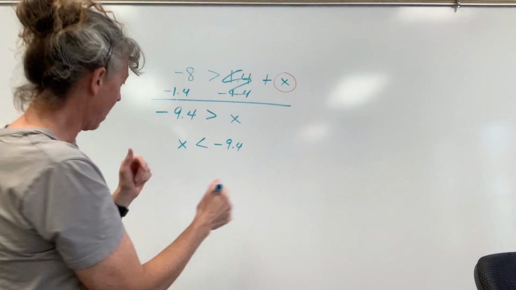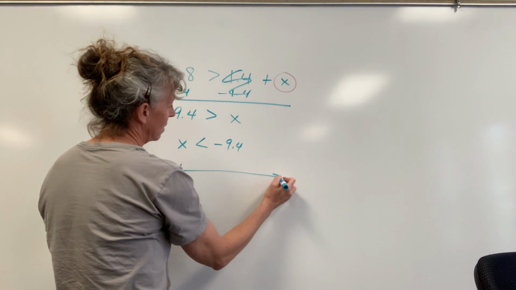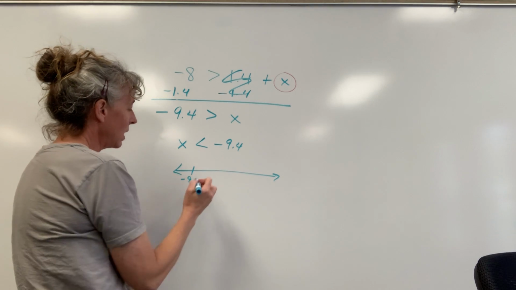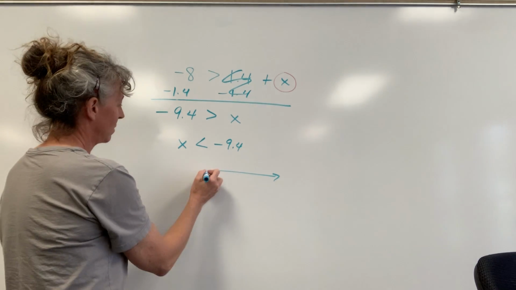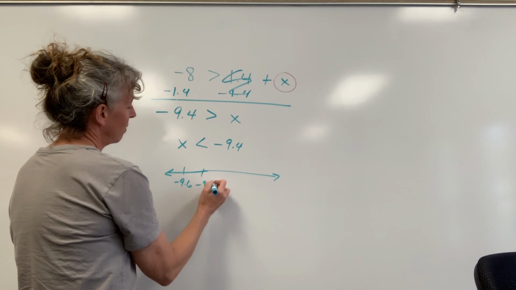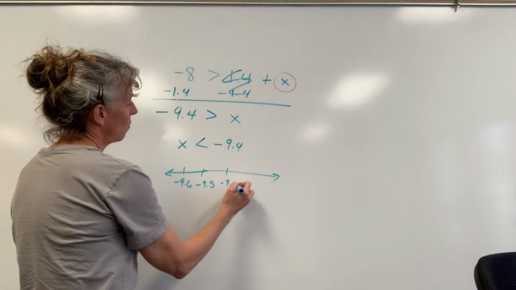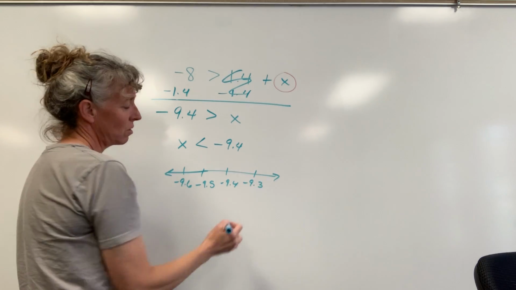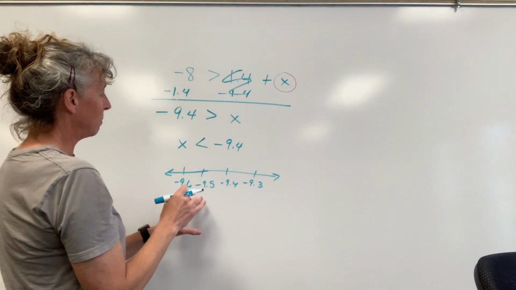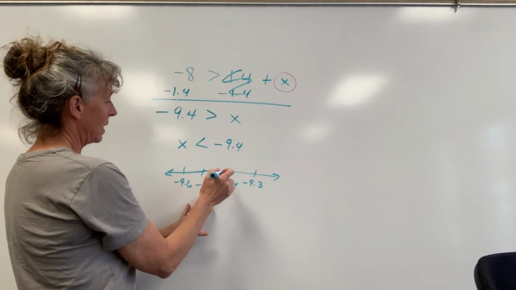And then it said to graph again, so we'll go ahead and do that real quick. Negative 9.4, we could just do this, negative 9.3. I mean, let me give ourselves some space here. We could do negative 9.6, negative 9.5, negative 9.4, negative 9.3, 3 is okay. If we don't have all the way to 0 on here, it's totally fine. So we're going to be at negative 9.4.